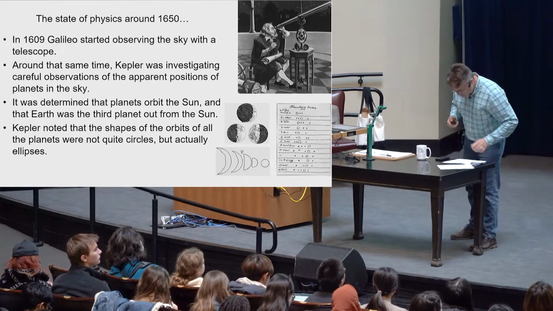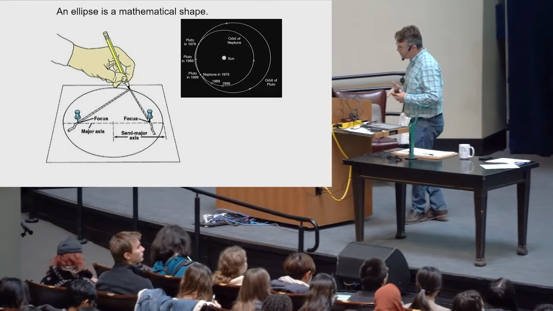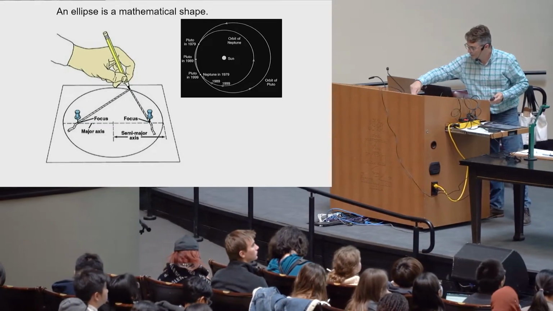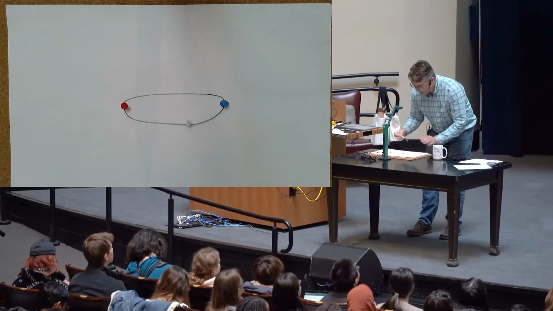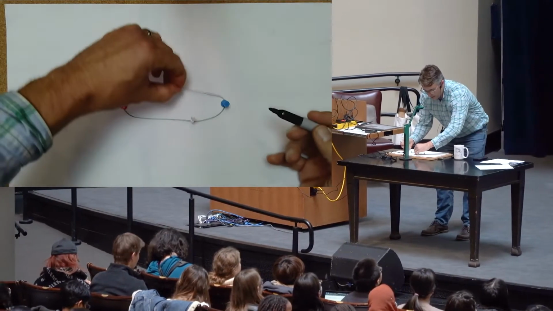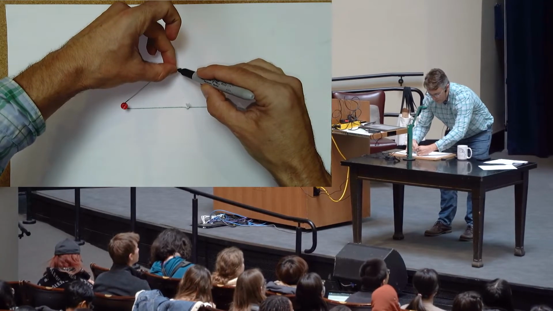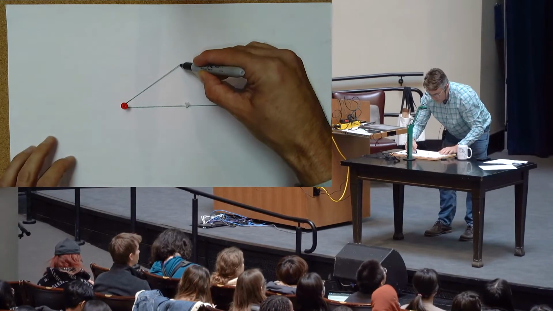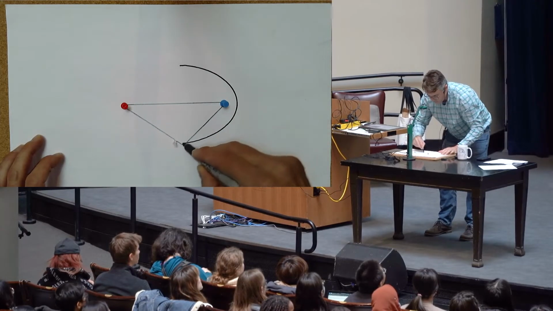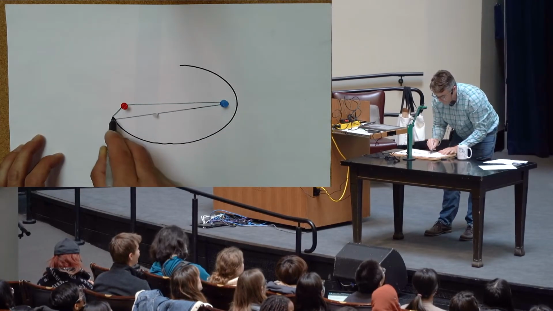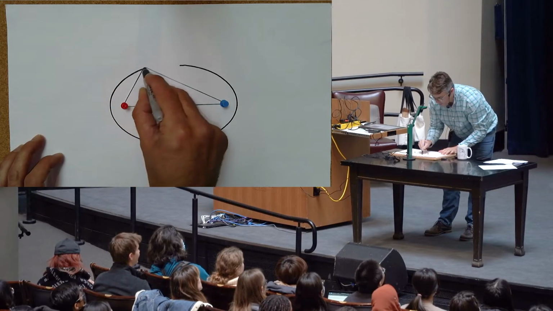Should we try it? Yeah, there's this plate. You have a Sharpie and 2 tacks. And so this is what you do. You take the string and pull it with your Sharpie to make a triangle, and then try to trace around, until you get back to your starting point.